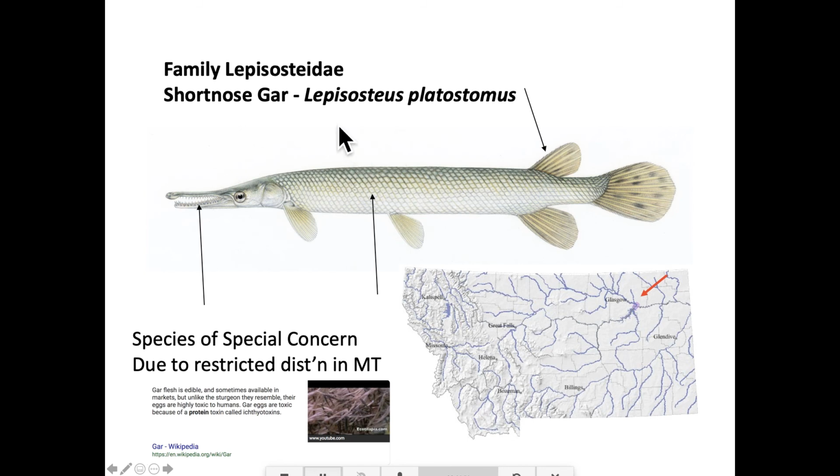They have large vascularized swim bladders that can be used for breathing air when oxygen levels are too low in the water. For comparison, you should check out specimen 3.12, which is a spotted gar from the lower Mississippi drainage. That specimen has a much more elongated snout, but shows the tooth structure of gar very well. Gar flesh is edible, and sometimes it's even available in markets, but unlike the sturgeon they resemble, their eggs are highly toxic to humans. Gar eggs are toxic because of a protein called ichthyotoxin. So that's a fun fact.